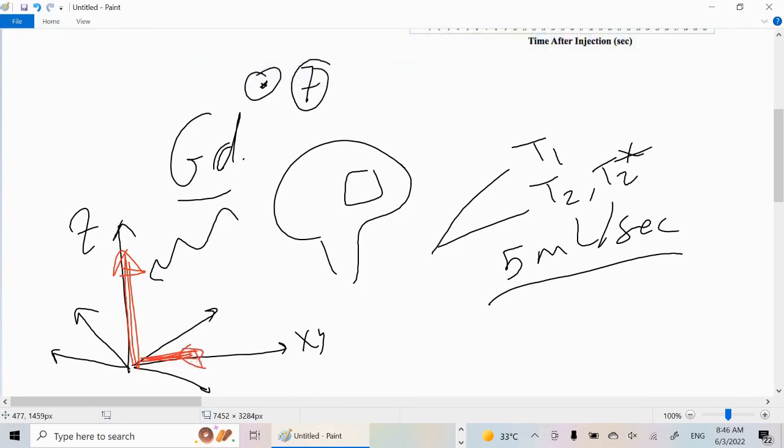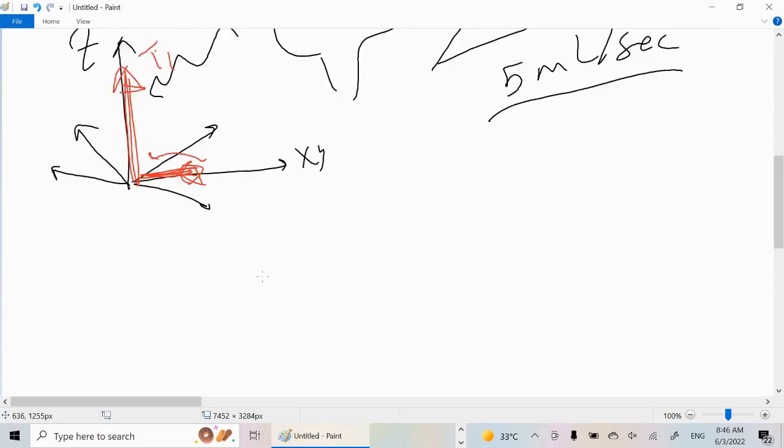The decay of the transverse magnetization remains fast, and the recovery, which is related to the T1 constant, will be fast.